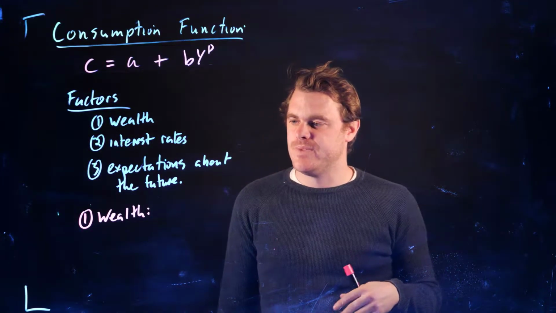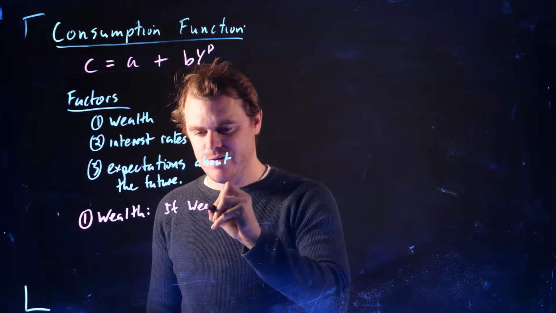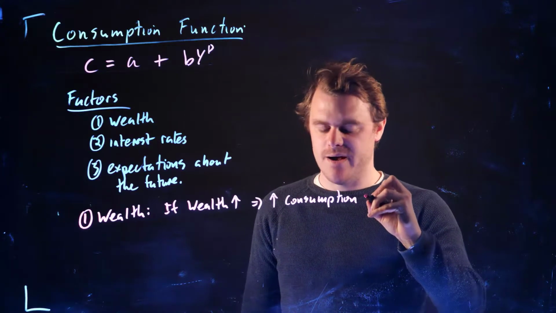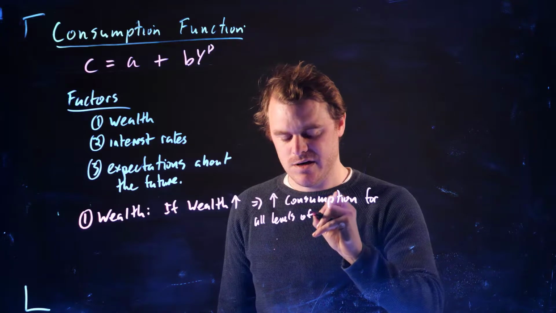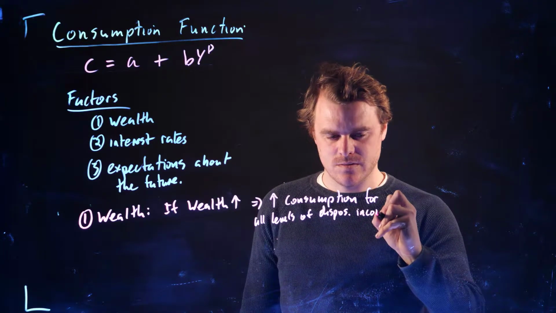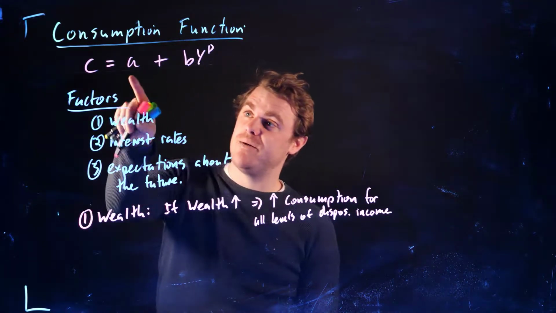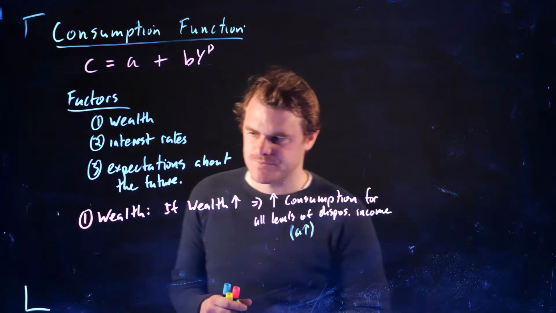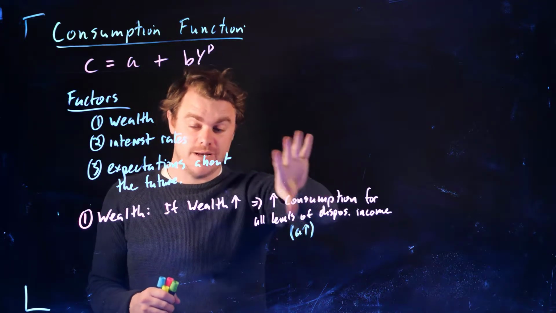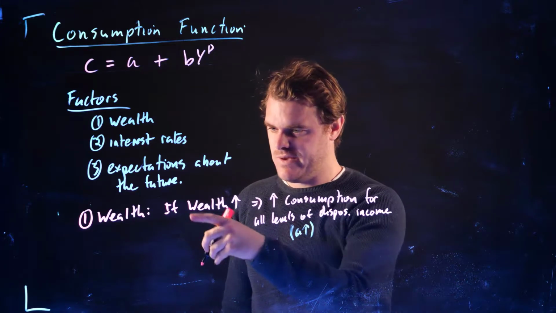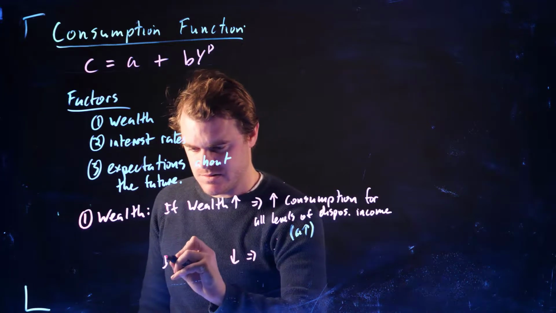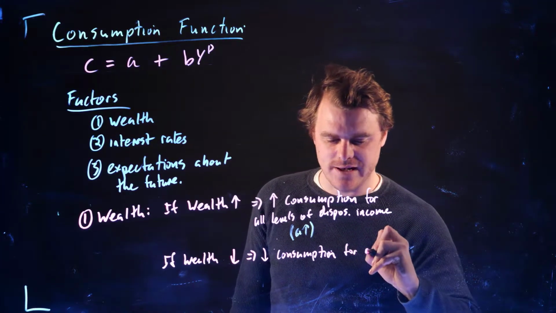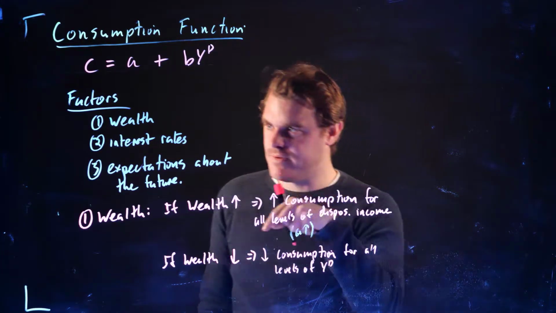I think this is fairly intuitive. If wealth increases, this will increase consumption for all levels of disposable income. So it's basically going to shift up by increasing A. You can think about it as A goes up. And then vice versa as well. If wealth goes down, there's a decrease in consumption, or desired consumption if I want to be a bit more careful here, for all levels of YD. So little a would be going down.